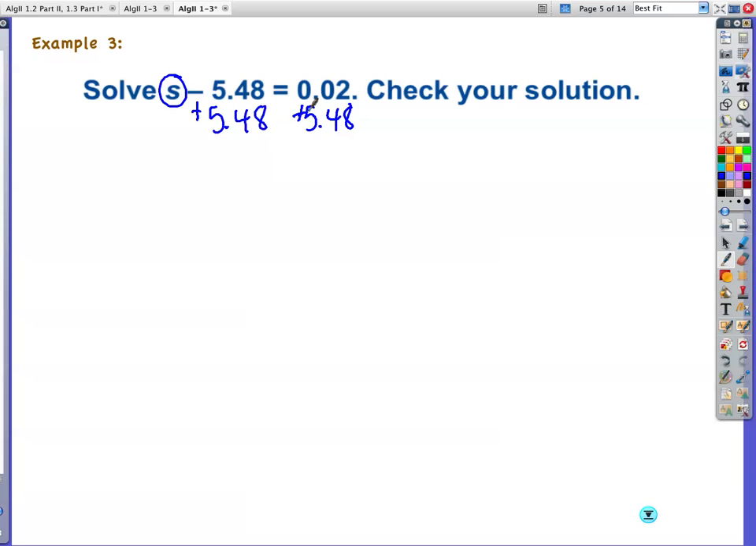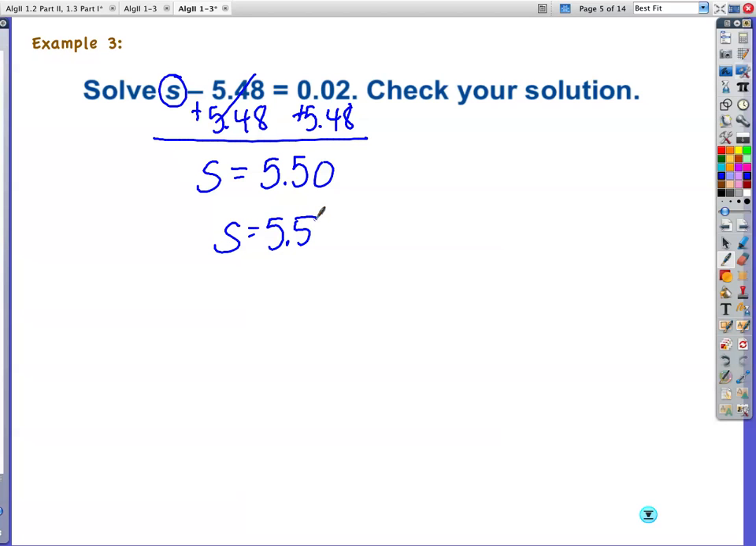Because what I do to one side of the equation, I must also do to the other side of the equation. And if you have me for Algebra 1, you're like, no, don't say it anymore, Mrs. Talley. Enough. Okay? S is equal to 5.5.